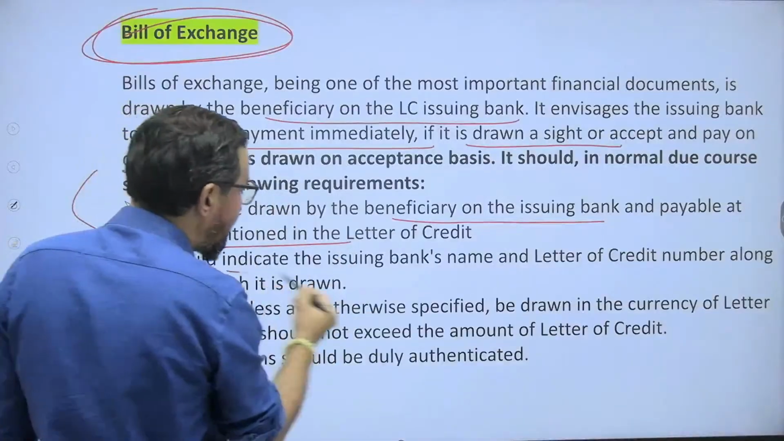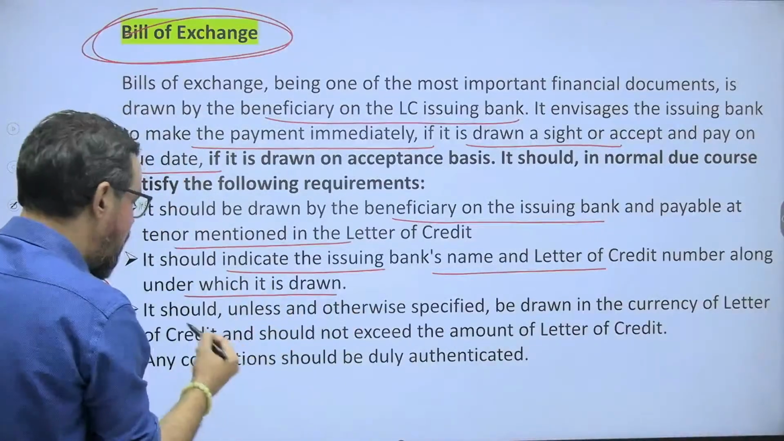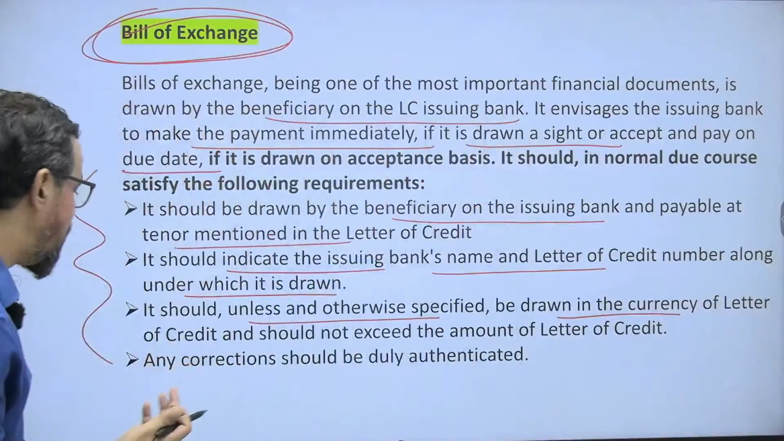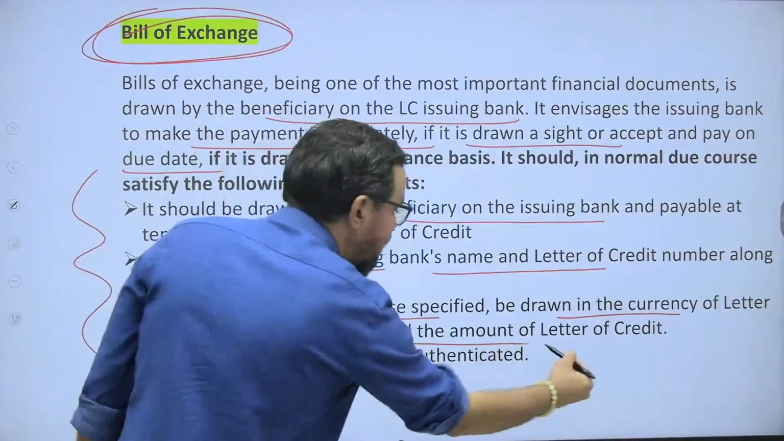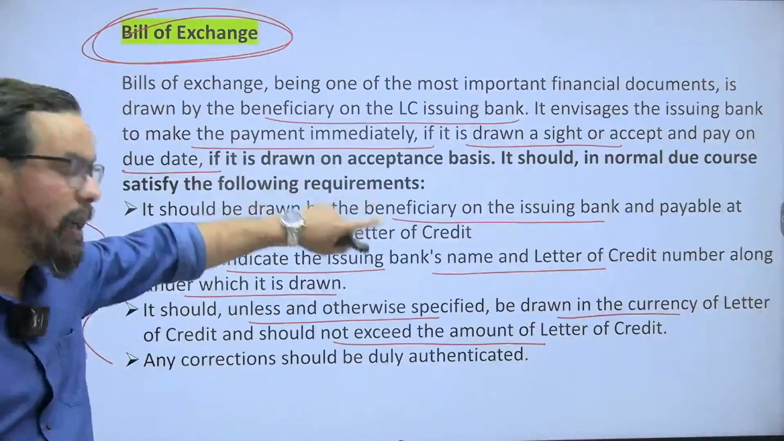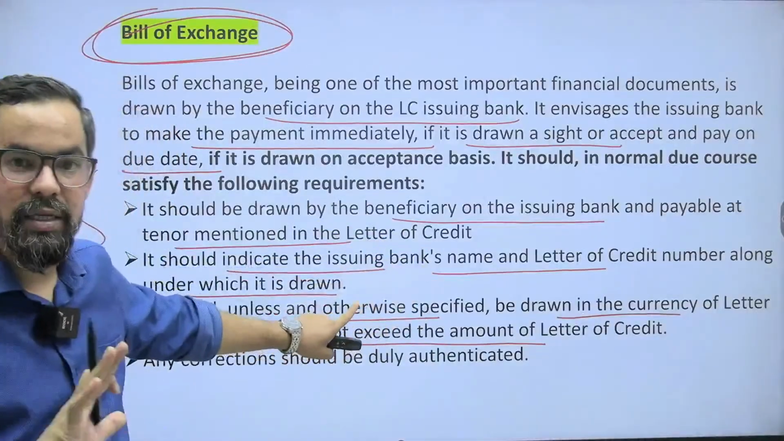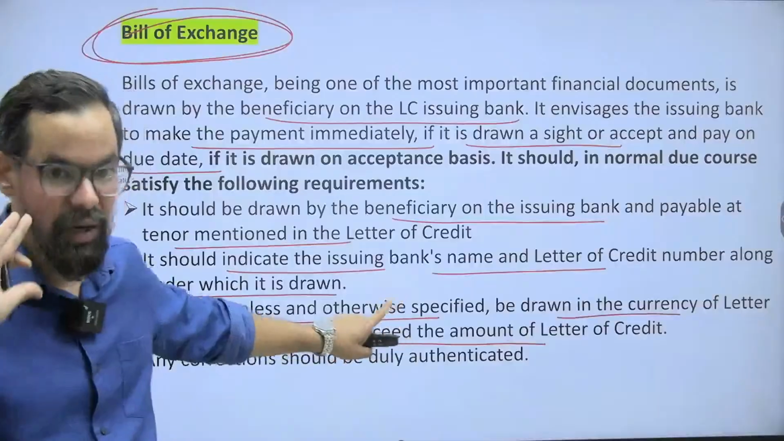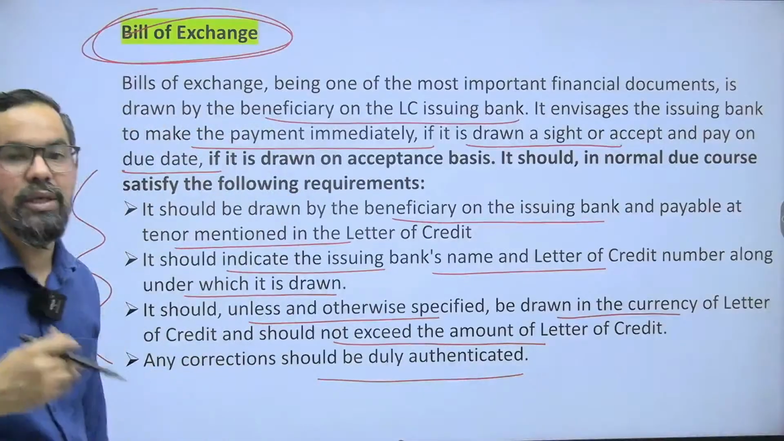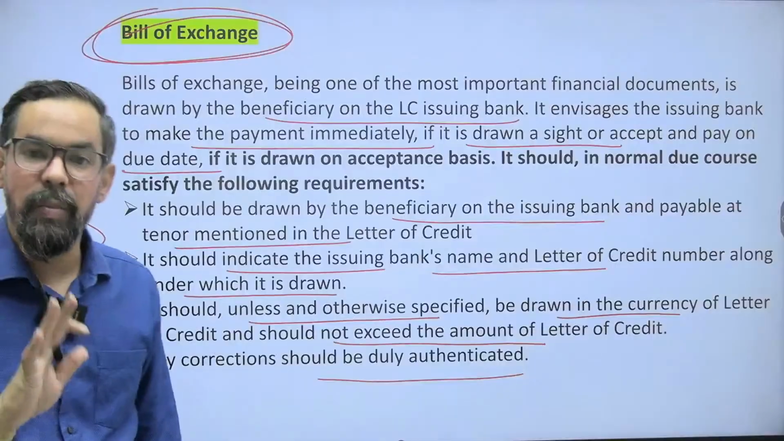It should indicate the issuing bank name and the letter of credit number under which it is drawn. Unless otherwise specified, it should be drawn in the currency of the letter of credit and should not exceed the amount of the letter of credit. Let's say the letter of credit amount is 1 million US dollar. So the invoice amount should be 1 million US dollar, mentioned in dollars, and the amount should not exceed 1 million dollar. It should be exactly that amount. Any correction should be duly authenticated. So these are some basic requirements while we sign the bill of exchange for payment purposes, right?